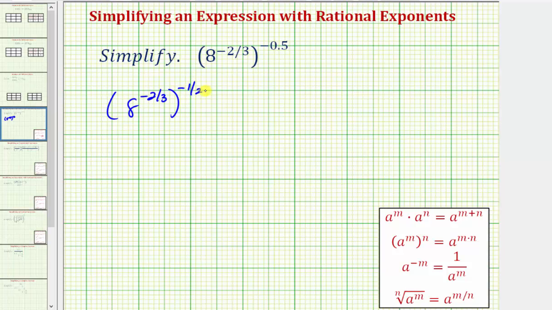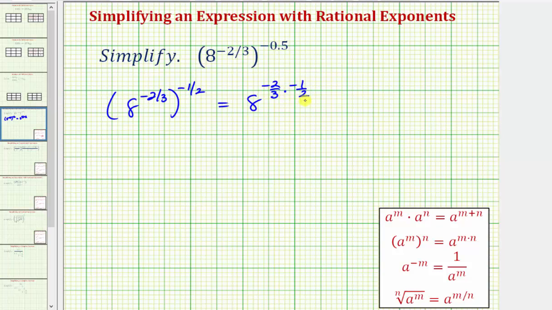negative 1/2. In this form, we have powers raised to powers, and therefore we multiply the exponents given by this exponent rule here. A raised to the power of m raised to the power of n equals a raised to the power of m times n. So here we would have 8 raised to the power of negative 2/3 times negative 1/2.